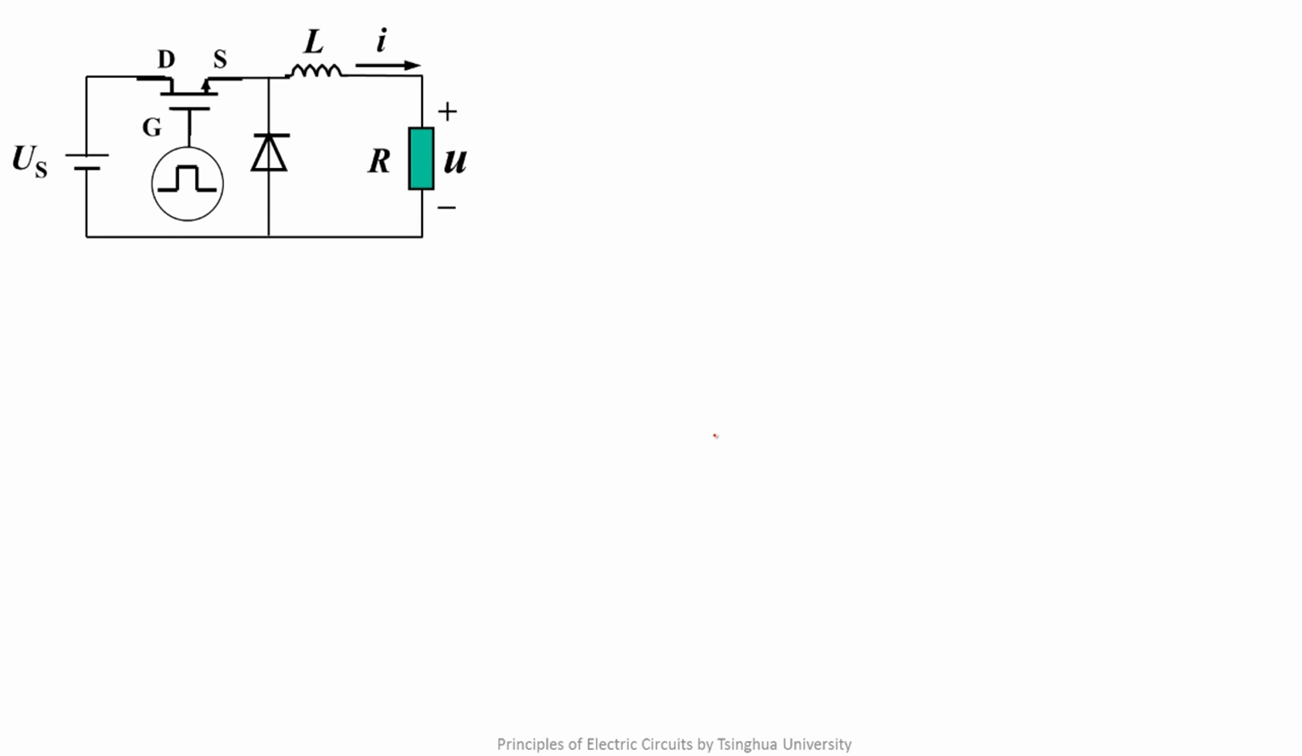Next, let's analyze the buck chopper. The difference from the previous circuit is that a MOSFET is substituted for the switch. MOSFET is a common switch element in power electronic circuits. Before analyzing, let's run a simulation first.